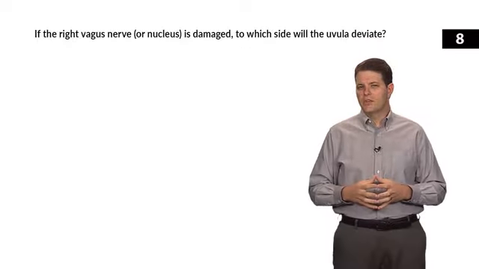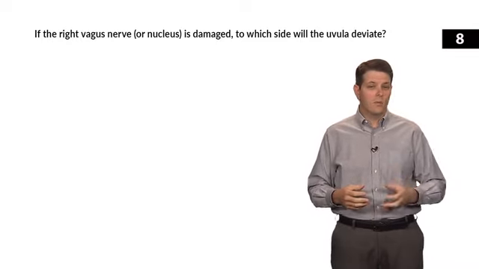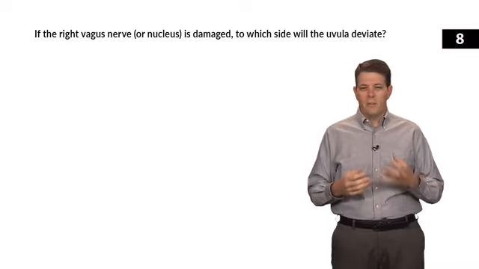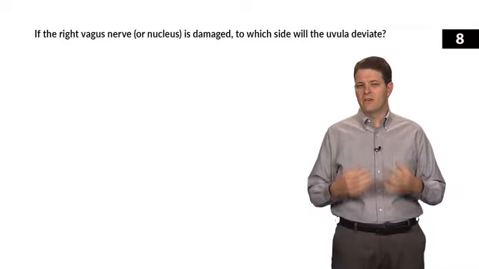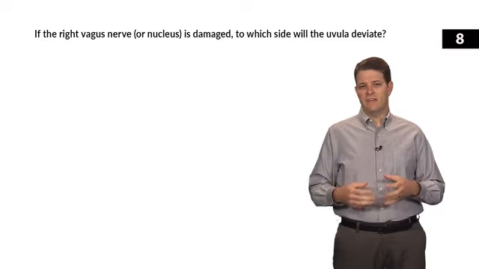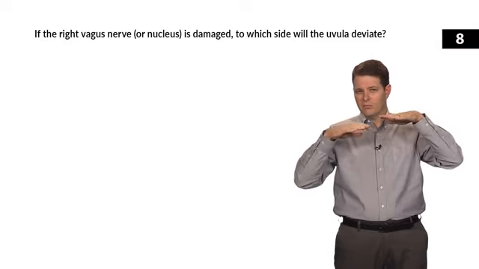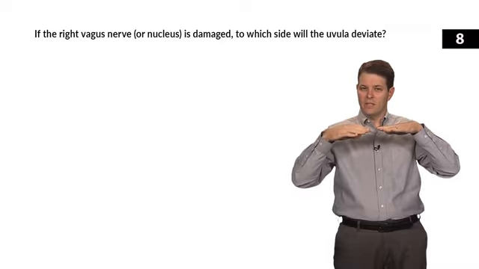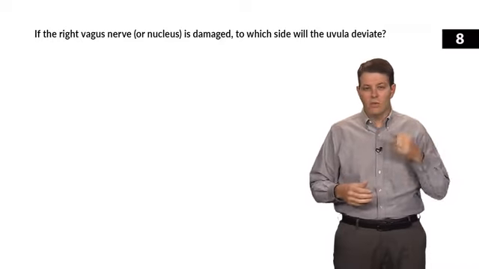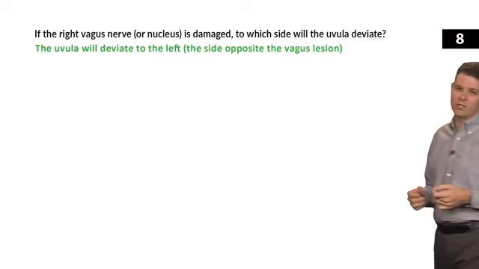Now let's look at the question in your study guide that says, if the right vagus nerve or nucleus is damaged, to which side will the uvula deviate? Well, the main muscle that elevates the palate is the levator veli palatini, and it's innervated by the vagus. So if the right vagus is damaged, the left side of the palate will elevate normally, but the right side will kind of sag, and that means that the uvula deviates to the left. So with a vagus lesion, the uvula will deviate to the side opposite the vagus lesion.